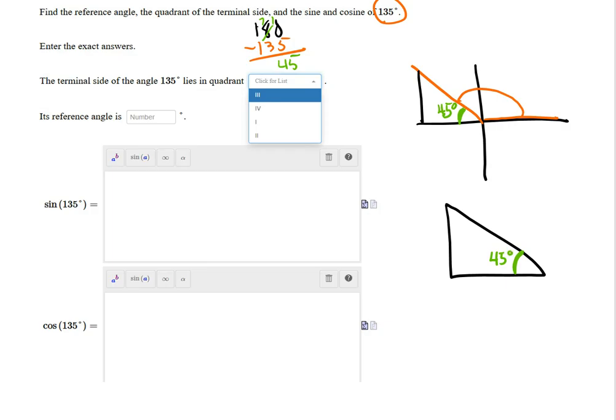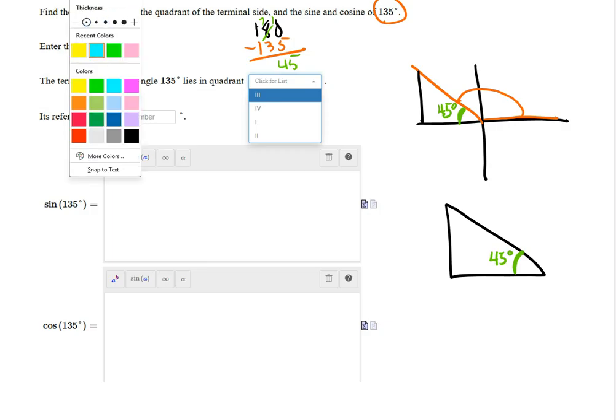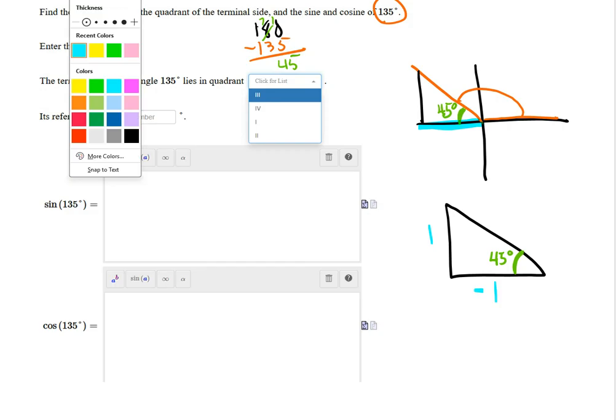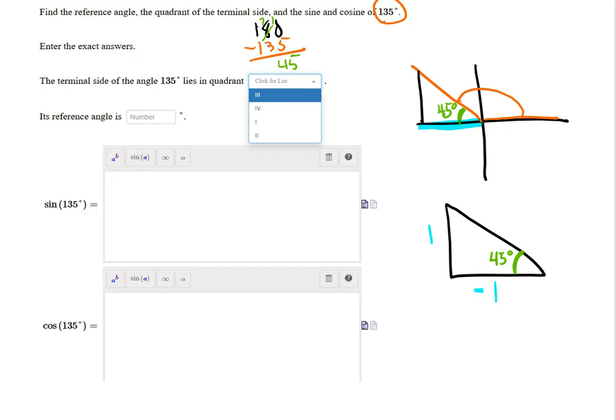But remember, we're in quadrant 2. Because you're going along the x-axis this way, that is actually a -1. And then this is a +1, because you're going vertical, right? I should have used a different color, sorry. Because you're going upward here, so that's +1.